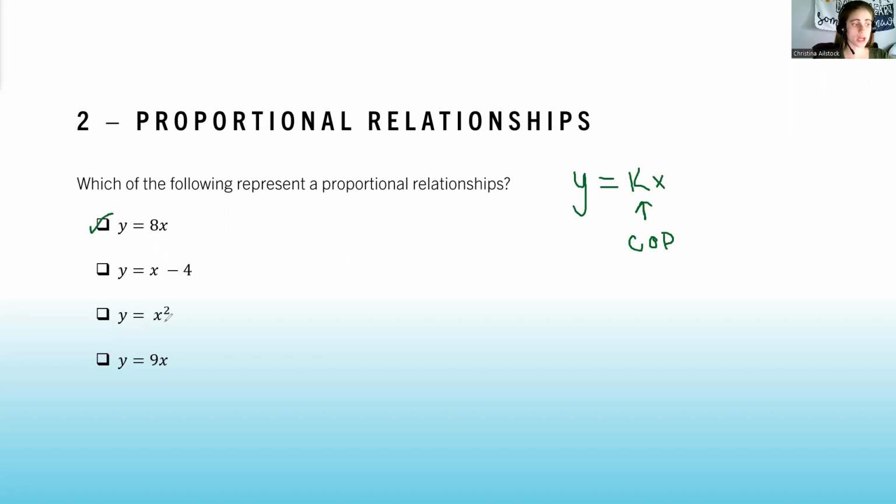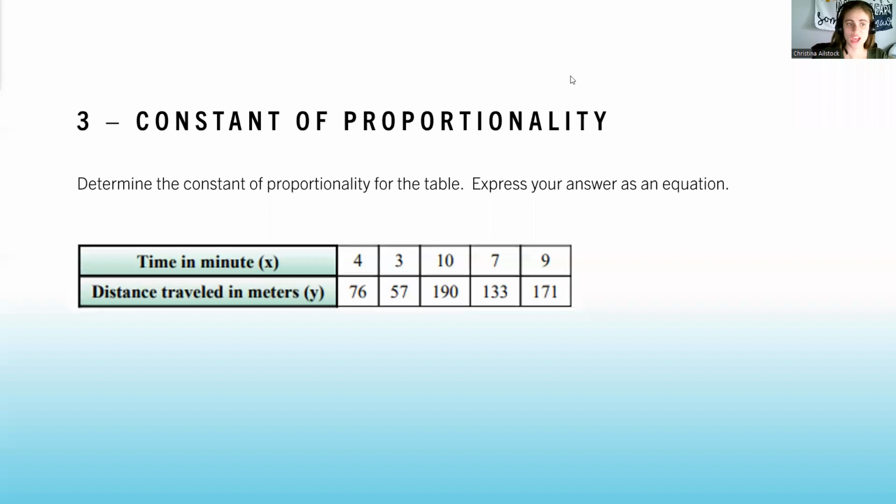And then the third one, we have an exponent. That makes it not proportional as well. But then our fourth one here would also work because it's just 9x. So the first and the fourth one are both answers that represent a proportional relationship that match that required equation format. All right, let's continue to move through what we learned.